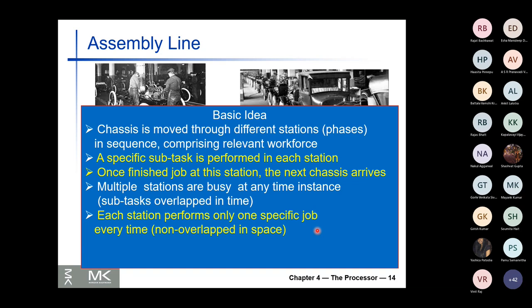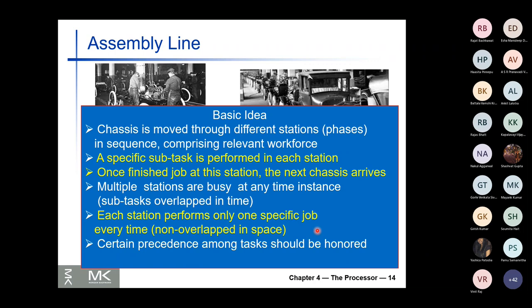And again, each station performs only one specific job every time. Just like you have the hardware which performs only instruction fetch, you have the hardware which performs register read and instruction decode and so on. So every step performs a specific action. But once the action is over, it passes this partially finished entity into the next stage, and then another entity arrives in the previous stage.